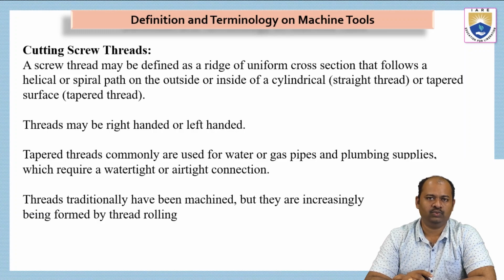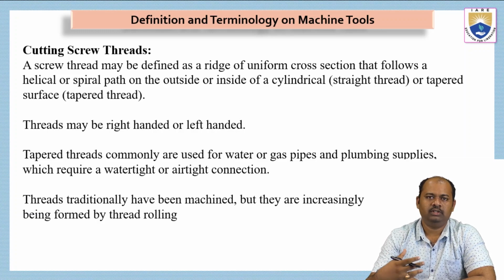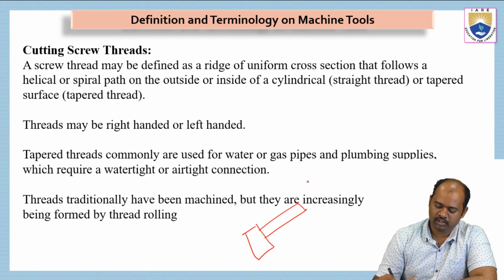So what is cutting screw thread? There are different types of tools which are used for cutting screw threads. The screw threads might be internal or external. Suppose I have a nut and bolt arrangement; this is a bolt and this is a nut. On the outer surface of the bolt, I should have some threads in order to make it possible to be driven into a nut, whereas in the nut, I have internal threads.